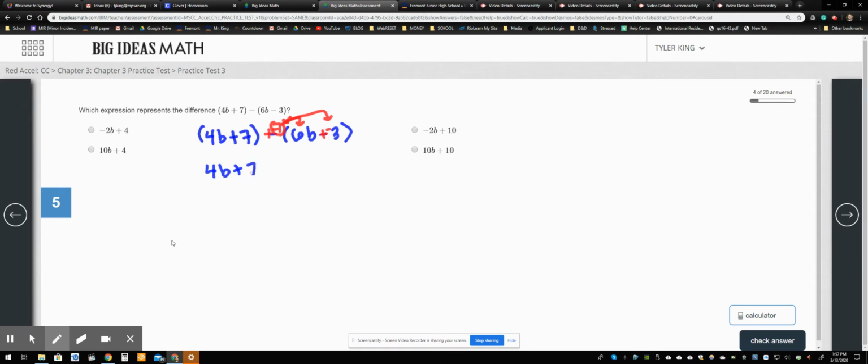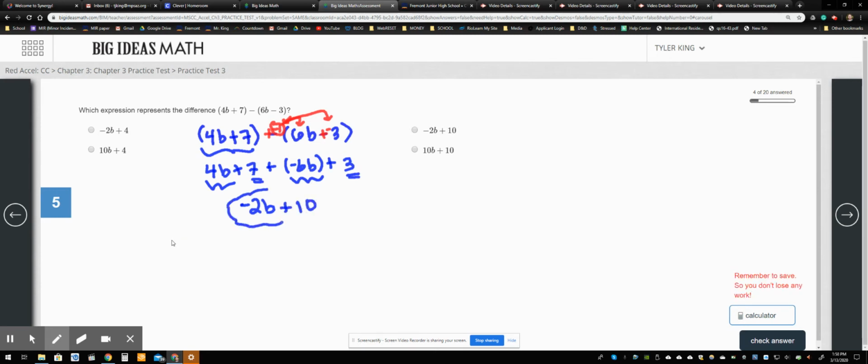4b plus 7. I can drop out my parentheses because there's nothing left I can do here. It's all addition. Plus negative 1 times 6b becomes negative 6b. And then plus, and then negative 1 times negative 3 becomes positive 3. So, I think in combined like terms, 4b and negative 6b becomes negative 2b. And then I have 7 and 3, which becomes 10. So I have negative 2b plus 10.